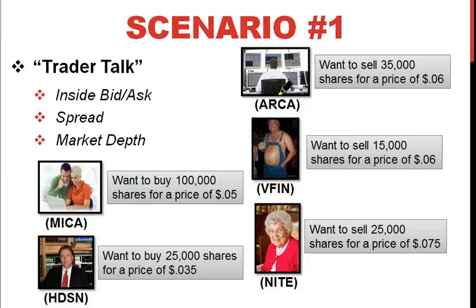Over here we have our professional trader. He's bought previously before, okay, and he wants to sell 35,000 at a price of 6 cents. Then we have Billy Bob here at VFin. He wants to sell 15,000 shares, and he wants to sell those at a price of 6 cents. And then we have sweet little Grandma down here. She wants to sell 25,000 shares, and she wants to sell those for a price of 7.5 cents.